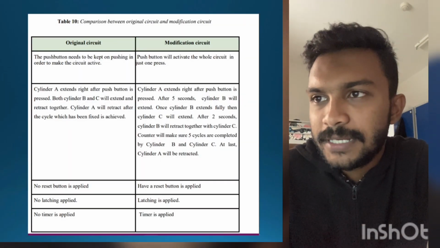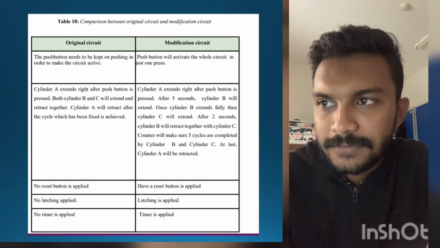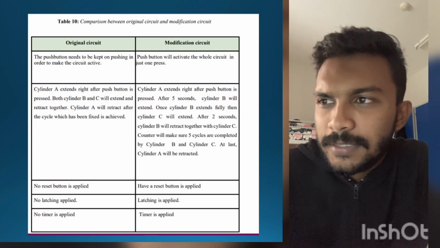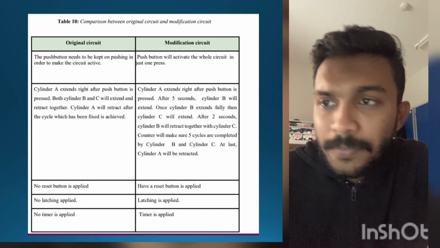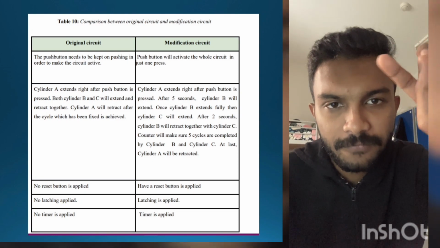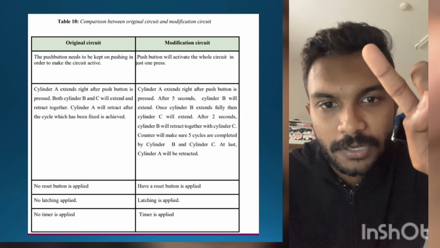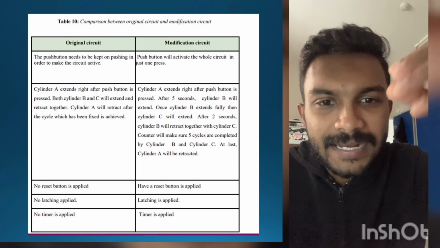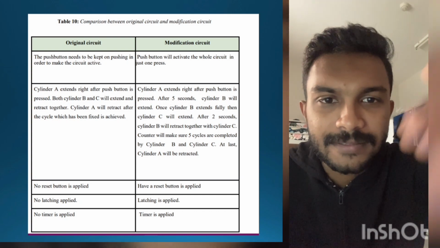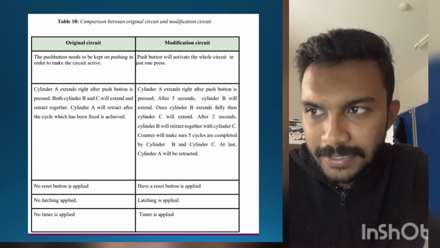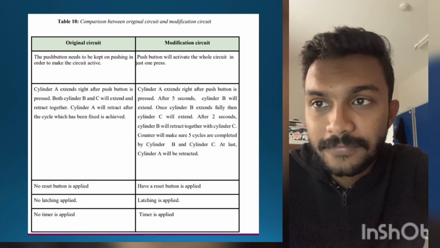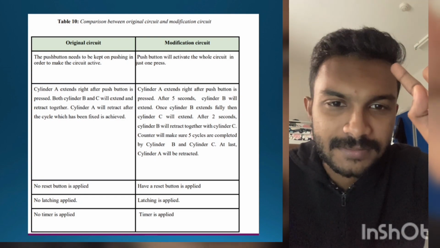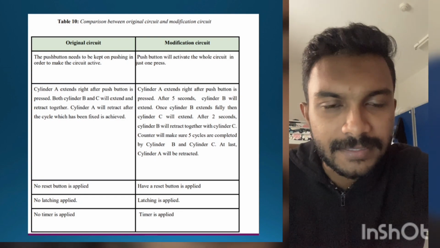Before going to the simulation, let me compare both circuits. One is the original circuit, another one is the modified circuit. In the first one, the push button has to be kept pushed. When we want to activate the circuit, you have to keep on pushing, or pressing shift on the laptop. It will delay the process otherwise, so you need to keep on pushing so that the circuit keeps acting. In the modification, I have added latching, so that the push button just needs to be pressed once. Once you press it, the circuit will automatically be active.